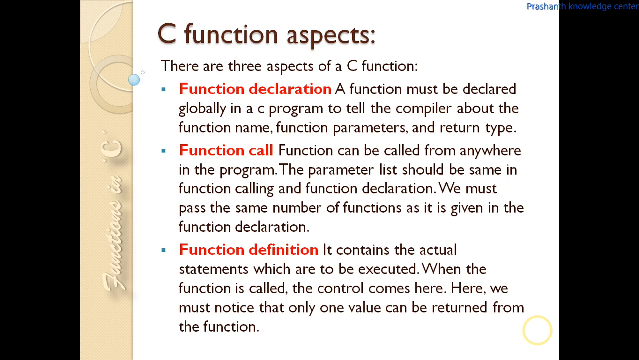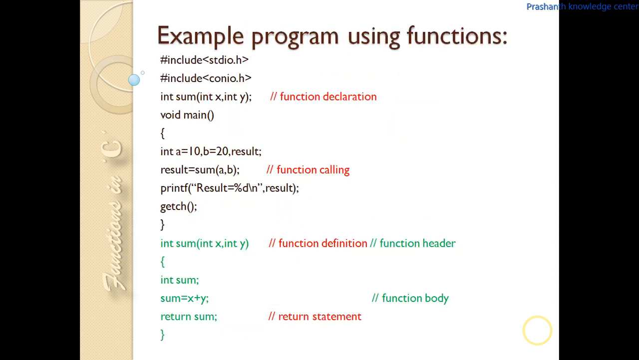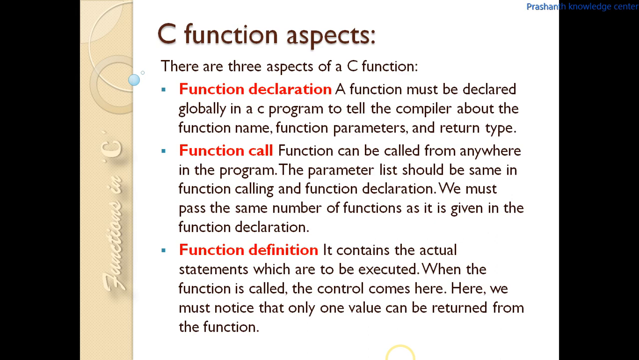Actually, there are three aspects in a function. Aspects means the things we use while writing a C program using functions. Here they are: function declaration, function call, and function definition. These three things will mainly be there while writing a program in C language using functions.